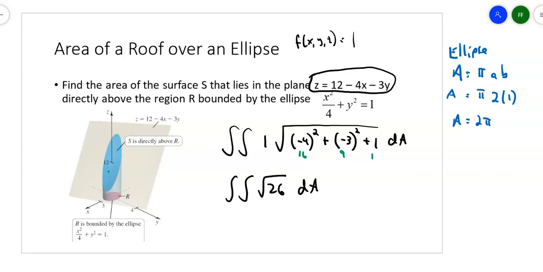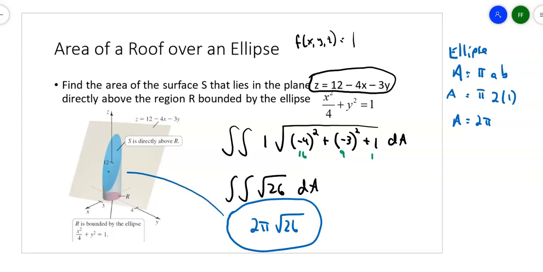And so now I can actually finish this problem off. The area is 2 pi. Multiply it by the square root of 26, and I'm done. So if you ever have a roof that looks like this, and you want to find the area of that roof, now you know how to find the area of the roof. Good. Let's try another one.